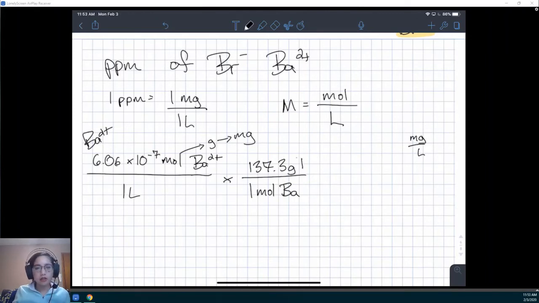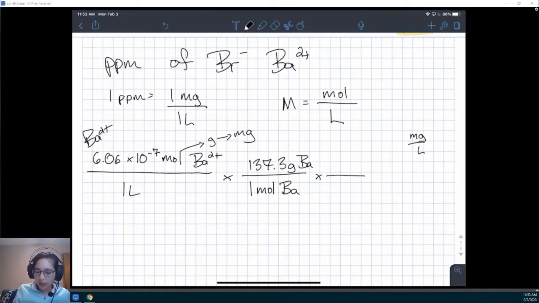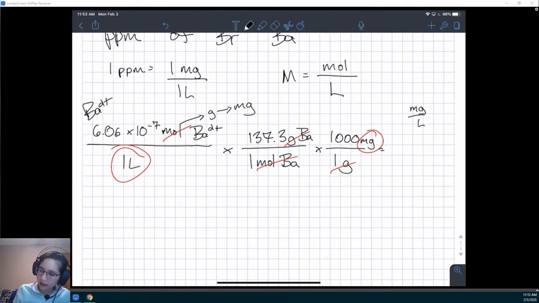So now my unit is in grams per liter, but we don't want that. We want to be in milligrams to get it to ppm. So let's do 1 gram is 1,000 milligrams. So now the units cancel. Moles of barium cancel, grams of barium cancel. Now we're left with milligrams per liter. And so if you calculate this, we get that the concentration is 0.0832 ppm of barium 2 plus. So there is another answer.